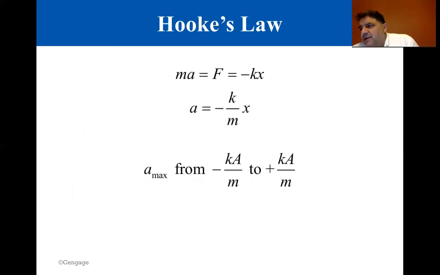We can use Hooke's law and Newton's second law to find the acceleration of an object moving in simple harmonic motion. This equation for the acceleration is an example of a harmonic oscillator equation, which gives the acceleration as a function of position. Because the maximum value of x is defined to be the amplitude A, the acceleration ranges over the values of minus kA over m to plus kA over m.